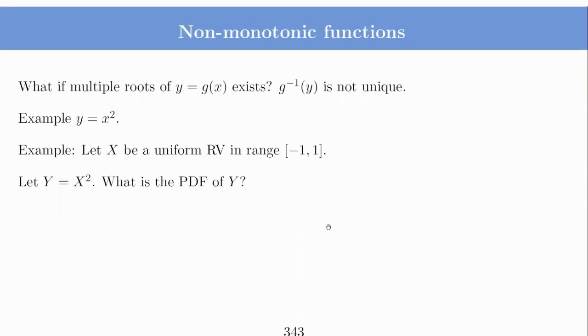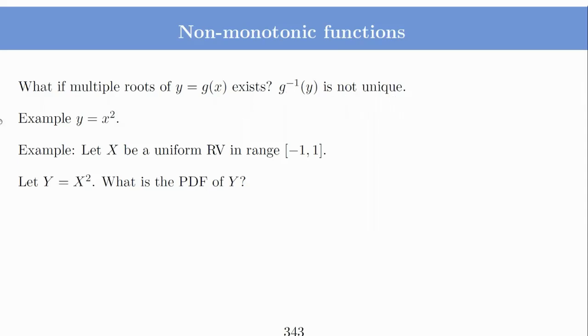So we have seen monotonically increasing and decreasing functions. In both cases, the roots are unique. But let us extend it further. Assume it doesn't follow a particular monotonically increasing or decreasing behavior. It can increase and decrease also. This means there can be multiple roots of g(x). So what if multiple roots of this function exist? This means the inverse is not unique.